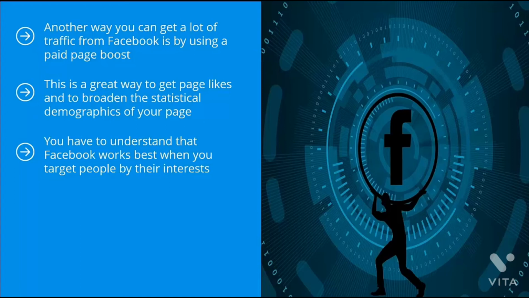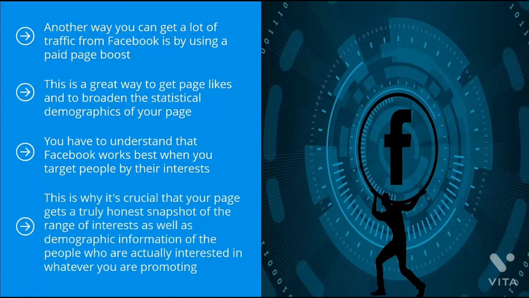This is a bit tricky because if your page is statistically inaccurate as far as your niche is concerned, you probably would have a very faulty set of targeting parameters. You're not quite there when it comes to getting the interest of people you're trying to reach. This is why it's crucial that your page gets a truly honest snapshot of the range of interests as well as demographic information of the people who are actually interested in whatever you are promoting.